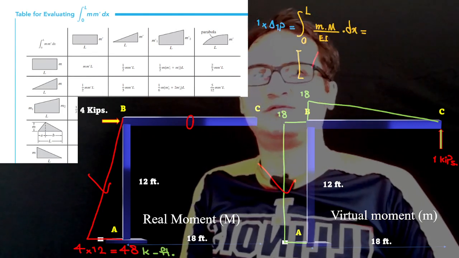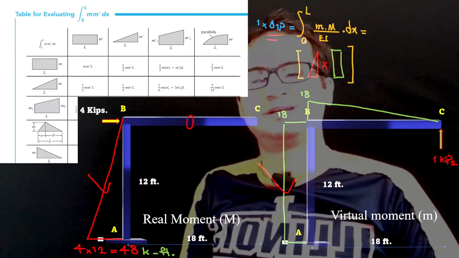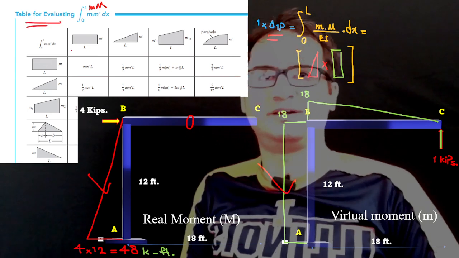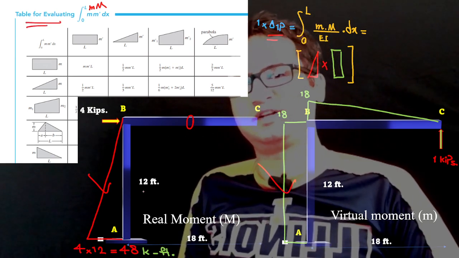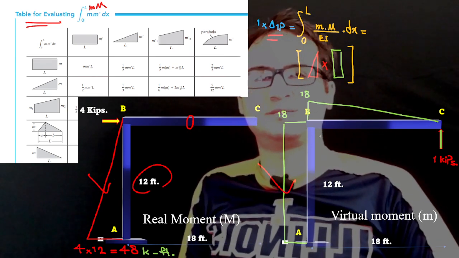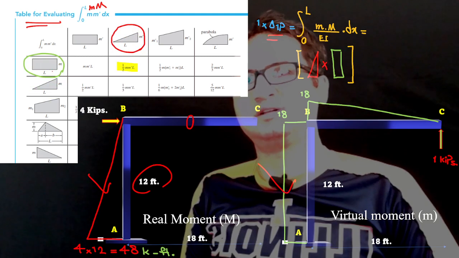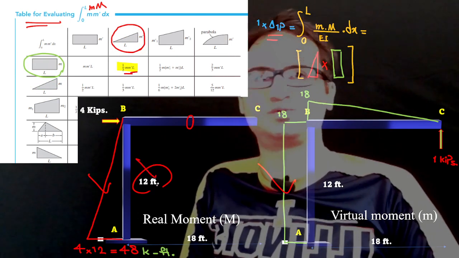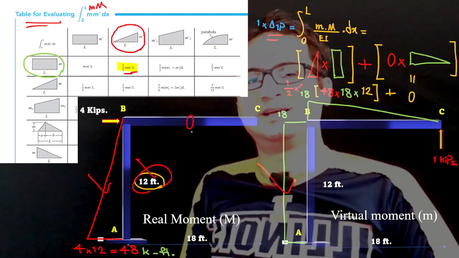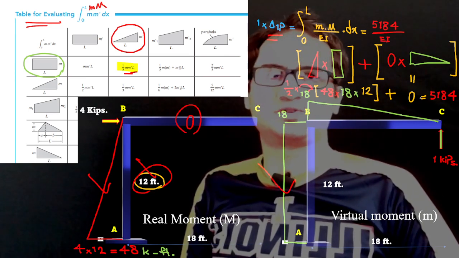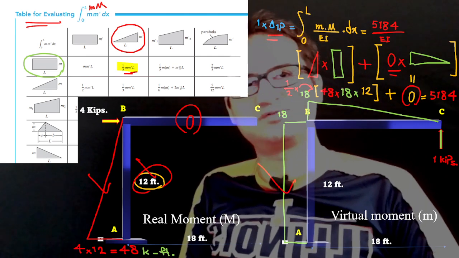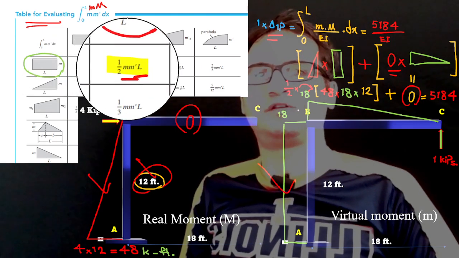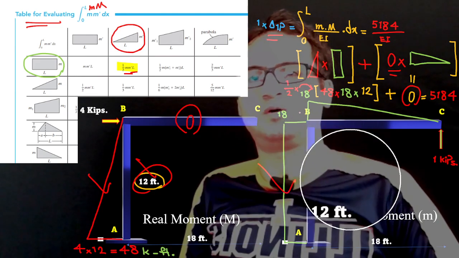Delta 1P is the integration from 0 to L of small m capital M over EI. This is the small m capital M table for evaluating, and you can easily see that for the vertical component we have a triangle times a rectangle. That case gives us a half of small m times capital M times the length of that part, which is 12 feet. The other component is a 0 times a rectangle, so we don't need to care about that.